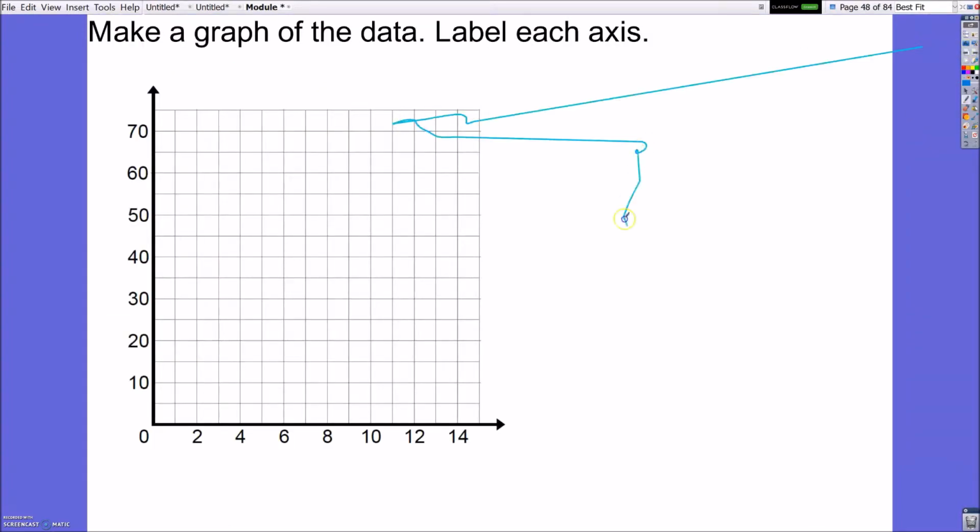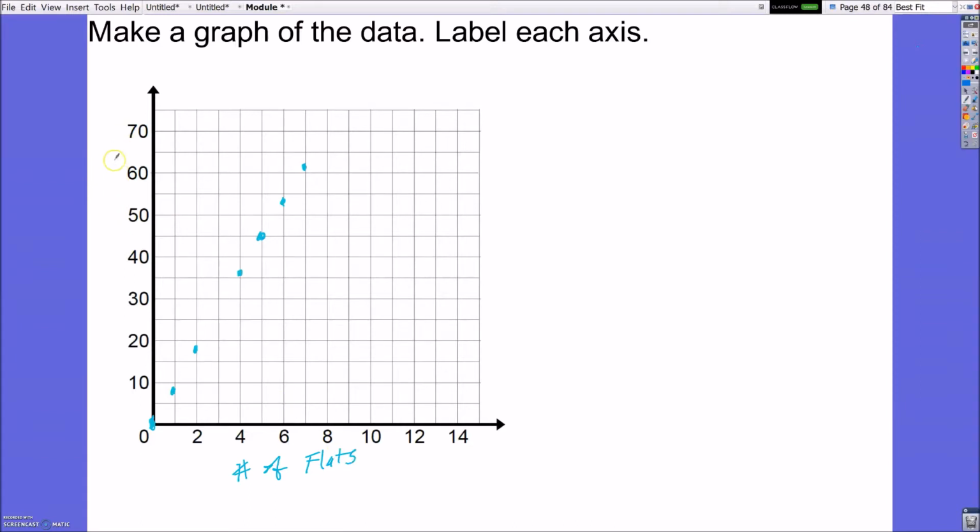Now it says make a graph and label each axis. If I buy 0 flats, that costs me $0. If I buy 1, it'll cost me 9, 2, 18, so on and so forth. I'm just going to graph the ones that we had. So 4 would be 36, 5 would be 45, 6 would be 54, and 7 would be 63. As you can tell, this is a linear relationship. They make a straight line. And it says label your axis. This is the number of flats I'm buying, and this is total cost.